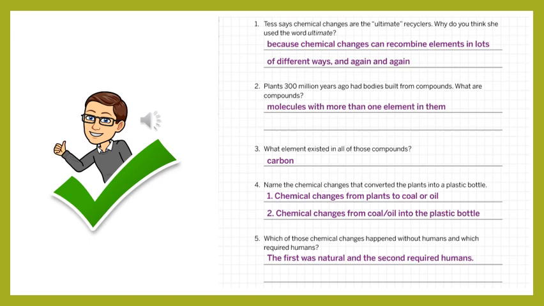And the second one required humans. So coal or oil on its own obviously isn't going to turn into a plastic bottle overnight. That's a chemical process that humans use to help recycle and save the planet.